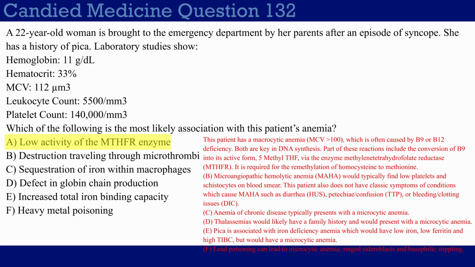So bringing it back, you just gotta know macrocytic anemia. It's almost always B9 or B12 deficiency on USMLE. You really shouldn't be getting these kind of questions wrong.